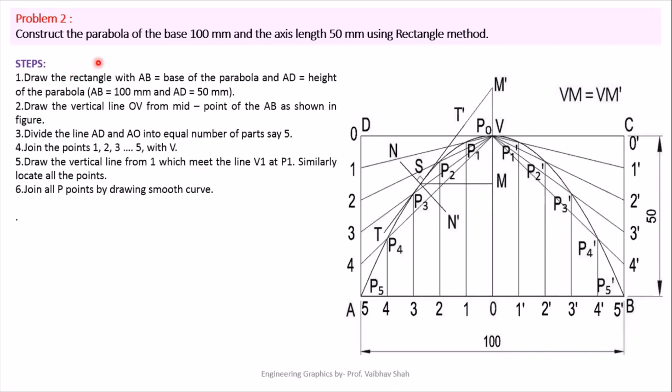Construct a parabola of base 100 mm and axis length 50 mm using the rectangle method. So here we have to use the rectangle method once again. So let us start. Parabola of base 100 mm means our horizontal line would be 100 mm. Axis length is 50 mm, that means the height of the parabola or the central axis is 50 mm. That means your rectangle would be 100 mm length and 50 mm height.